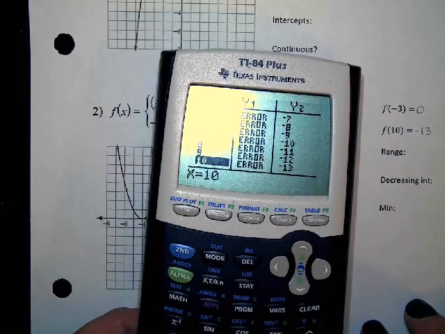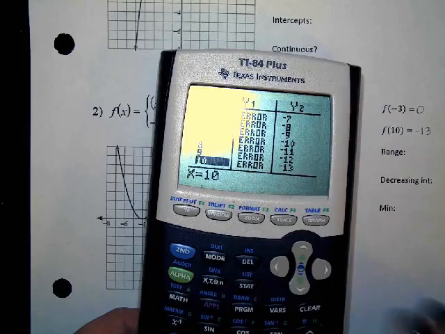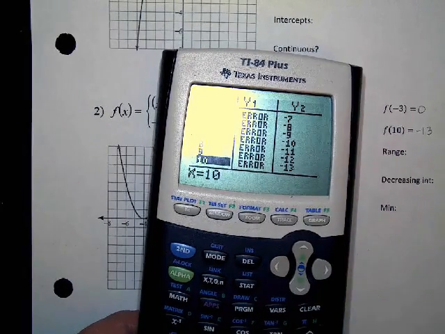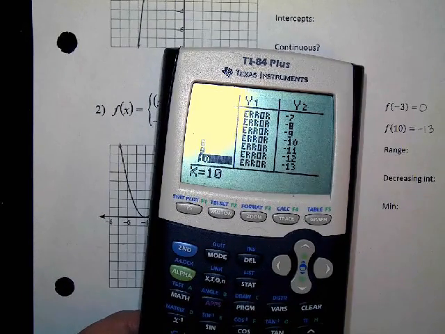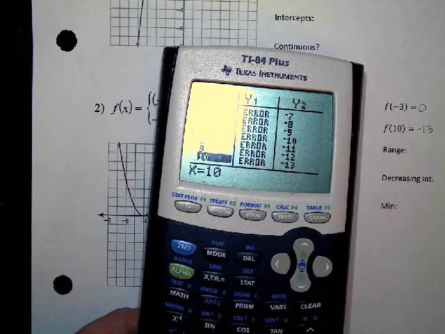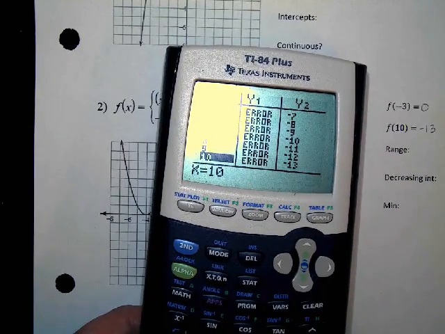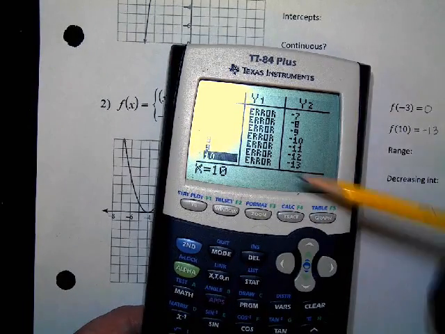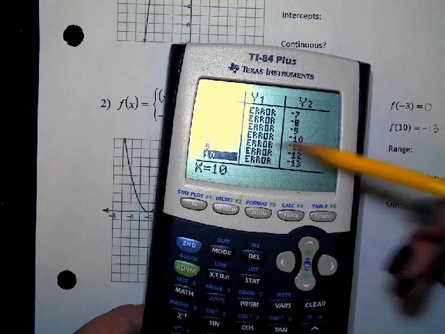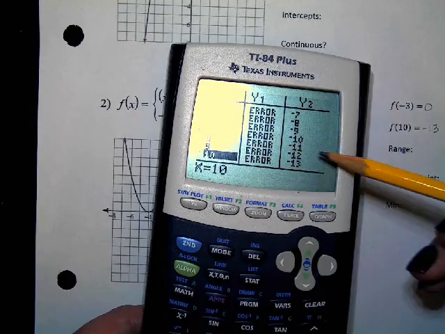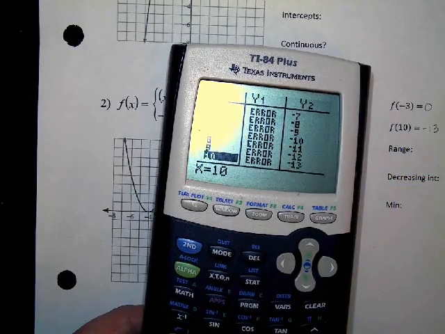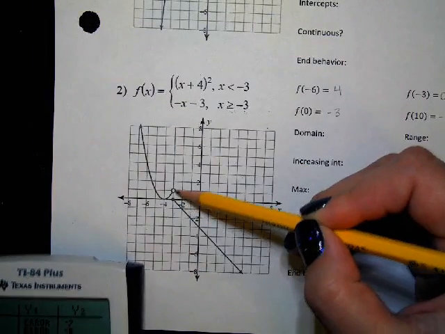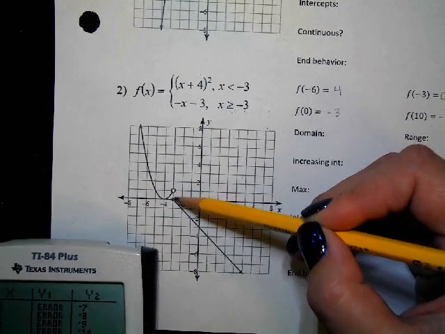Now, if you are struggling with your domain, the table can actually kind of help you figure out what x's are allowed to be plugged in. The x's that are not allowed to be plugged in are the ones that say error for both. Does that make sense? Error for both. You can't plug it in. So the number that we are most concerned about is -3 because that's where the funkiness happens. Do you guys see that? The funkiness happens at -3.